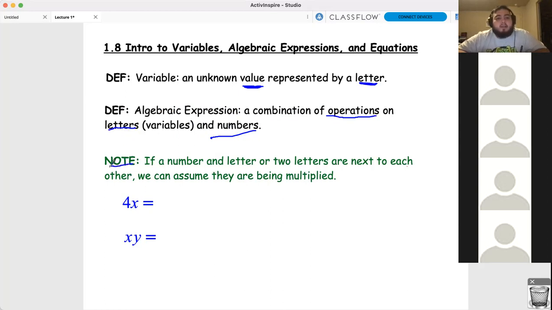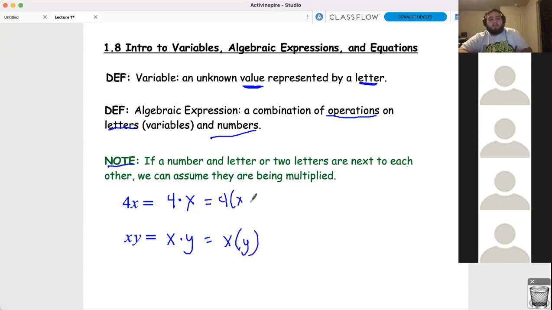Now note, if a number and a letter, or two letters, are next to each other, we can assume they're being multiplied. Like 4x, guys, 4x is actually 4 times x. xy is the same thing as x times y, or we could do x parentheses y, or 4 parentheses x. Those are all different ways we can denote multiplication. We have the dot, and we have parentheses, guys. We're no longer using the times symbol from elementary school, like 2 times 3. This is no longer relevant in this class or in math.